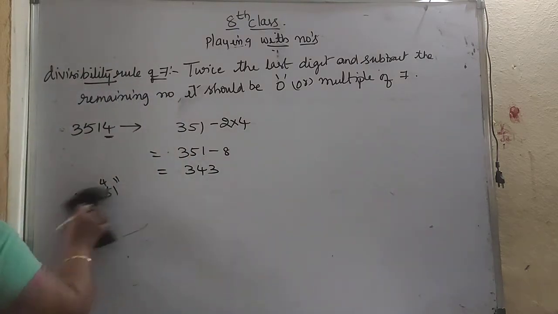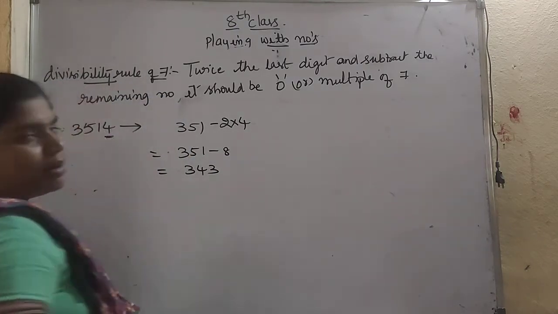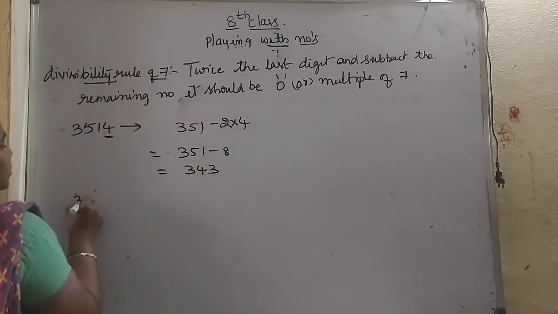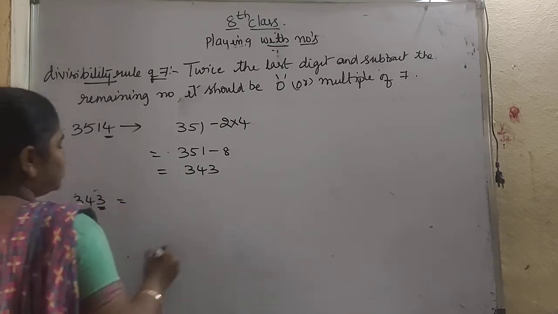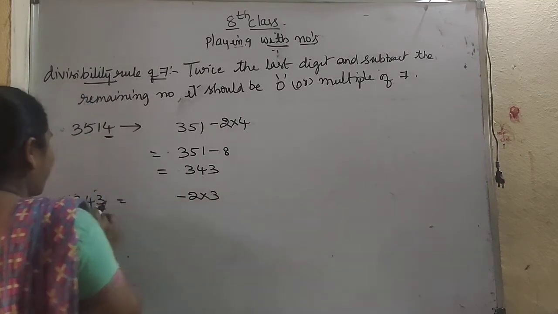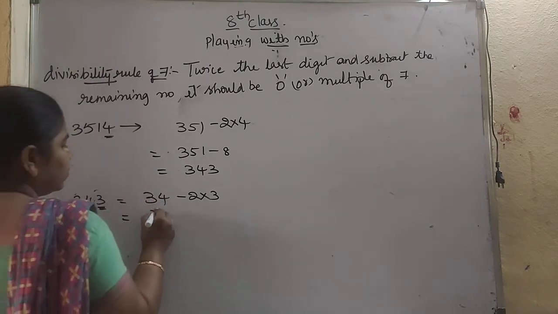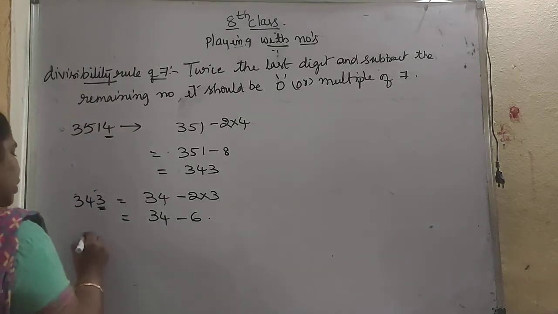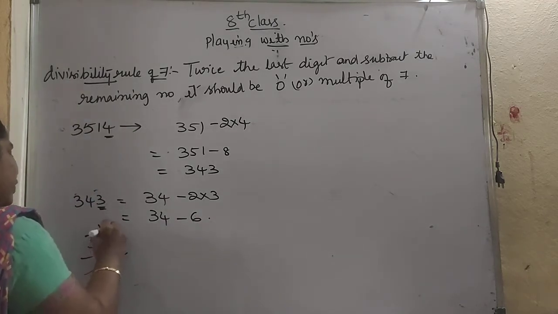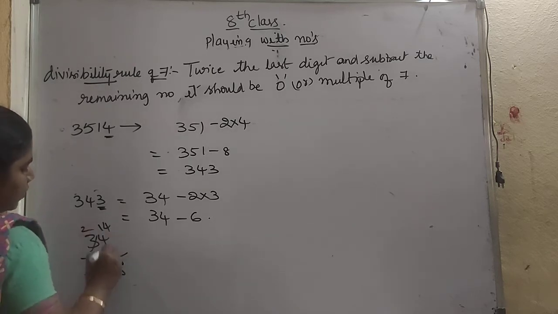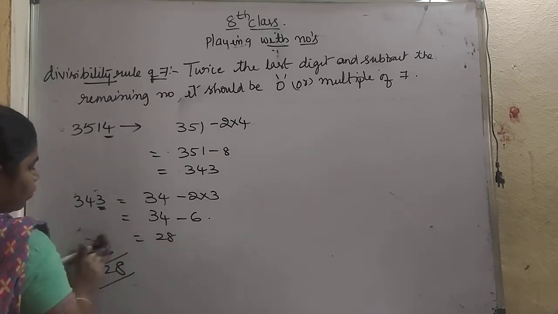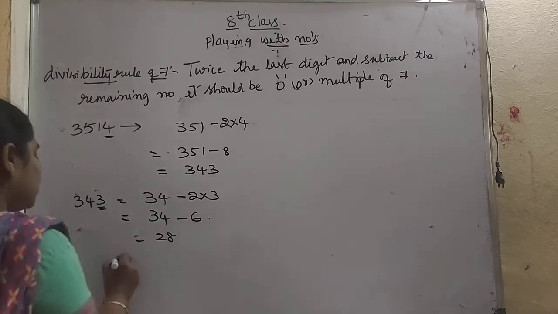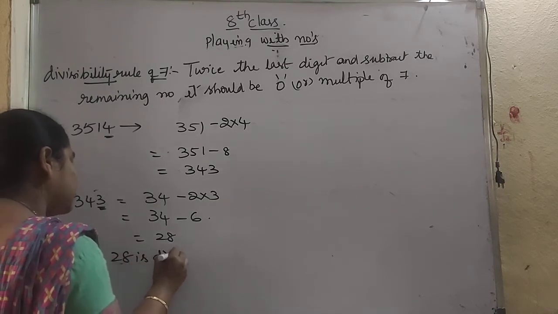Now by seeing 343, you can't tell whether it is a multiple of 7 or not. So we have to repeat this process again. For 343, twice the last digit, that is 2 times 3, which is 6, subtracted from 34. 34 minus 6 is 28. Is 28 a multiple of 7? Yes, 28 is divisible by 7.